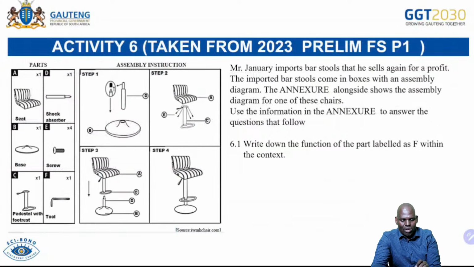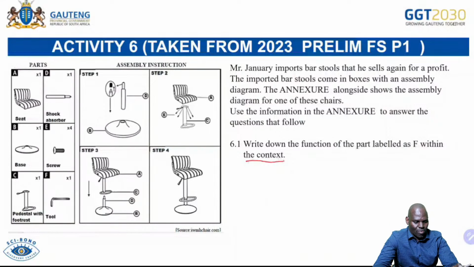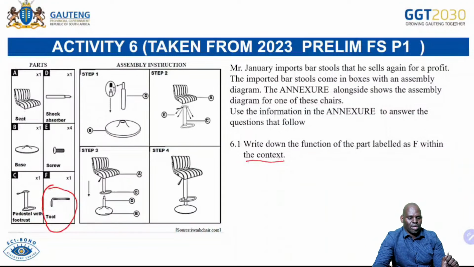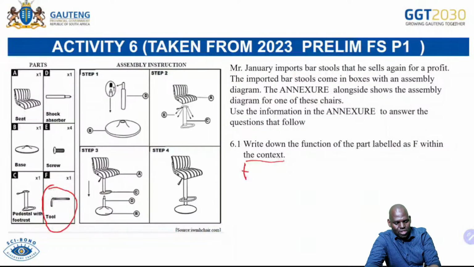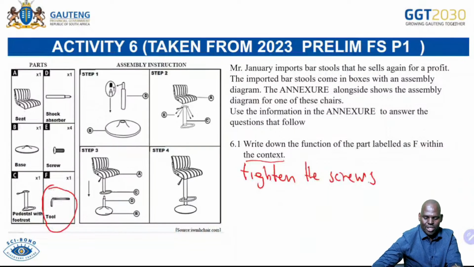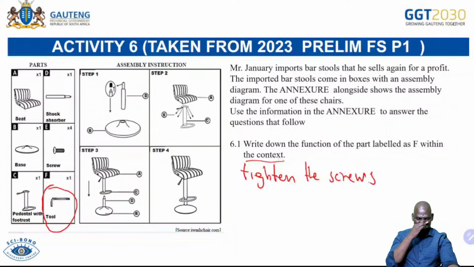6.1, write down the function of the part labeled as F within the context. Okay, so now we have to look here. We've got A, B, C, D, E, F. Then there they've indicated a tool. So they want to know what is the function of this tool in this context. So this one is to tighten the screws. To tighten the screws will be the answer for number 6.1. That is the function of the part labeled F.